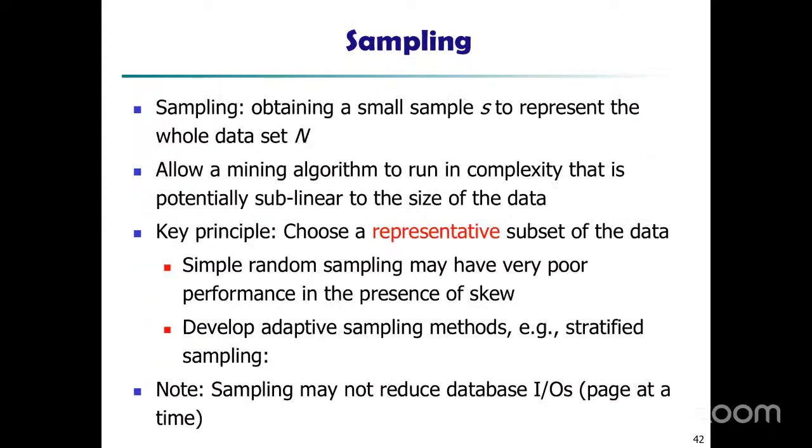Sampling. We all know that one. As per mathematics, sampling means that when we have large amounts of data, thousands of records, we consider only samples. We take some samples out of 100 records, randomly selecting 10 or 15 or 20 records for some calculation or measurement. Sampling is nothing but obtaining a small sample S to represent the whole data set N, allowing a mining algorithm to run in complexity that is potentially sublinear to the size of the data.